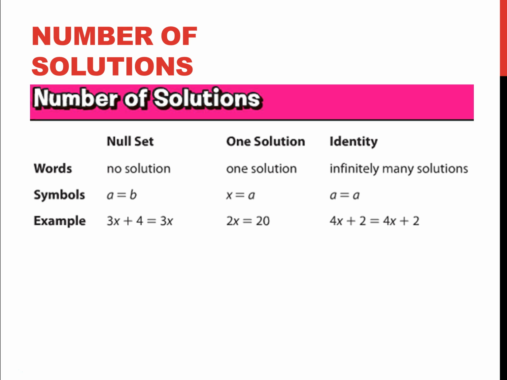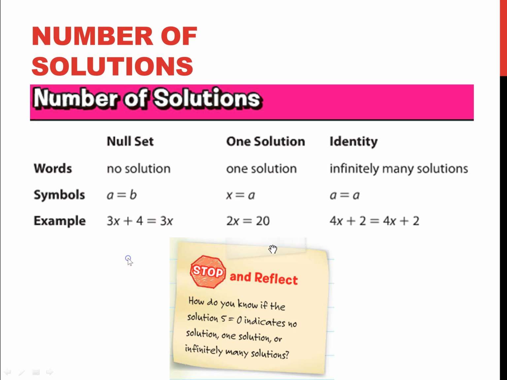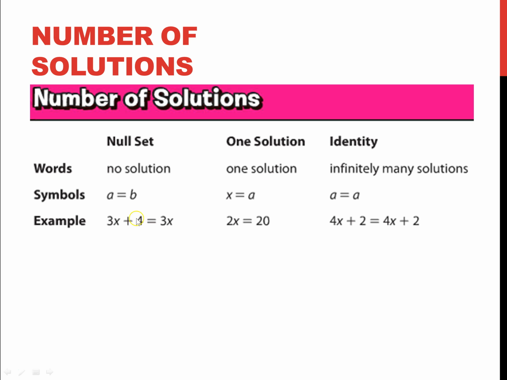And we're back. So let's take a moment and talk about the number of solutions. So what does this mean? Okay, so when I have something like 3x plus 4 equals 3x, you subtract 3x from each side and you get 4 is equal to 0. That doesn't work. That's no solution.